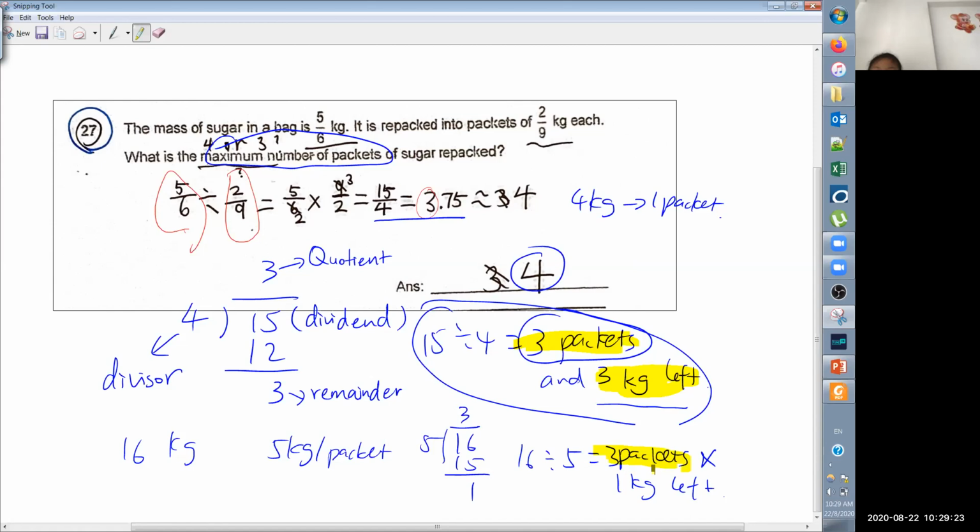So that means you need to use this kind of method to solve this question, not this one. Not round up or down. This question is not about round up or round down.